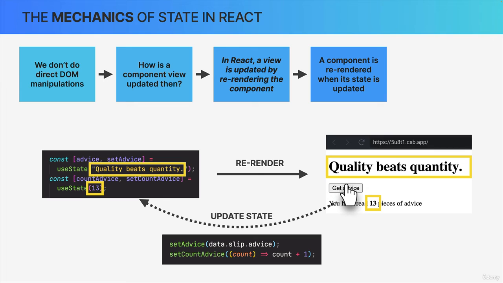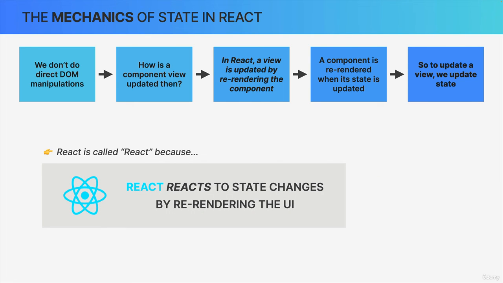So the conclusion of all this is that as React developers, whenever we want to update a component view, we update its state. And so React will then react to that update and do its thing. And in fact, this whole mechanism is so fundamental to React that it's actually the reason why React is called React in the first place. So on a high level, moving from the component level to the application level now, React reacts to state changes by re-rendering the user interface. That's the main thing that it does, and therefore it was decided to call this library React.